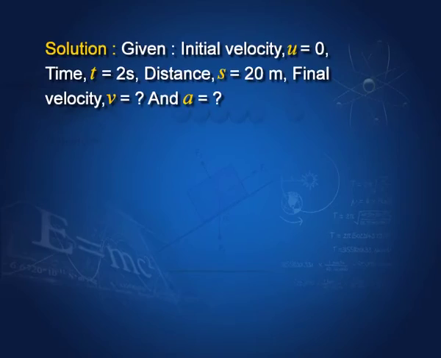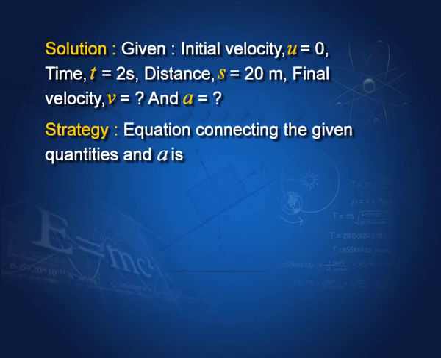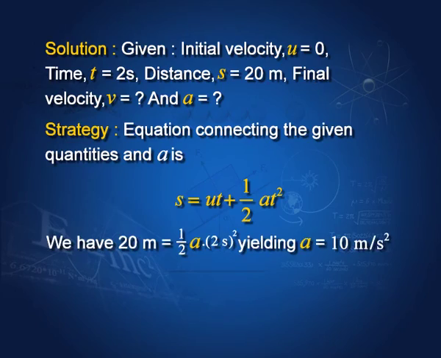Again, we note that we are given initial velocity, which is 0 because we started from rest. We are given time t equal to 2 seconds, and we are given distance equal to 20 meters. For the final velocity, we have to find v, and we have also to find a. Now, the equation connecting the given quantities and a is s equal to u t plus half a t square. We use this equation, and we find a equal to 10 meters per second square.